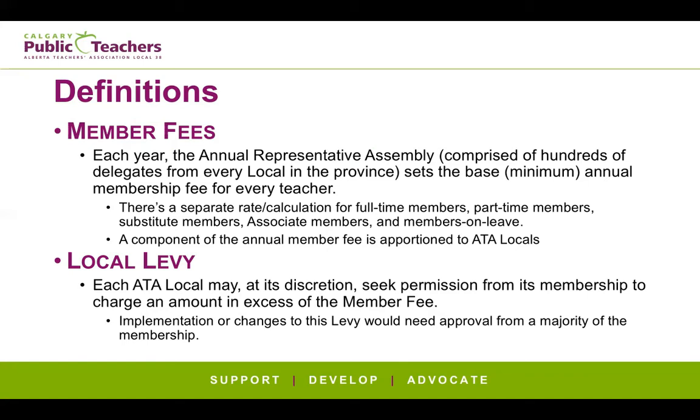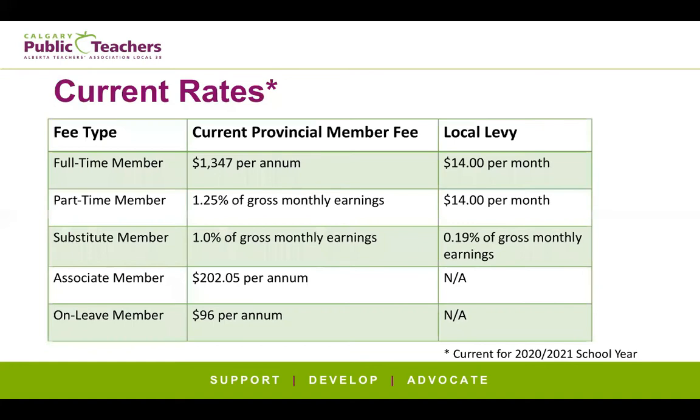in the coming year. In contrast, the local levy is organized and approved by each individual local in the province. And this is on top of the member fees that are set as the base on a provincial basis. So each local can seek permission from its membership to charge an amount in excess of the annual member fee from the provincial association. And it's a simple majority vote from the membership. This would be done at a general meeting or by an electoral ballot amongst all the members.